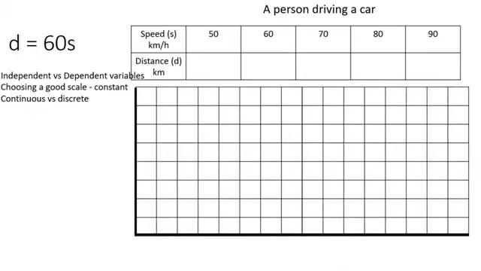Now they say that a person is driving a car. Okay, so they're giving us a speed which is measured in kilometers per hour. So that's going to go down here at the bottom, speed. And that's measured in kilometers per hour. And then on the y, we're going to have distance. So let's fill in distance. And that is measured in kilometers.